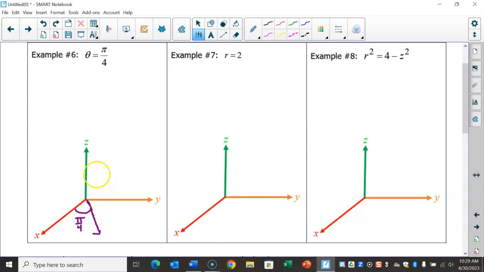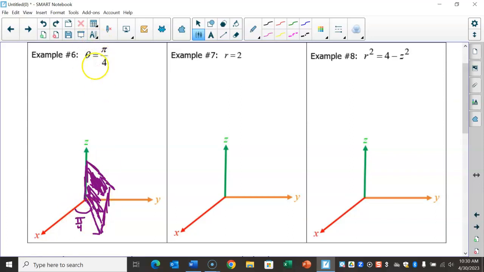We could literally go all the way around the z-axis to make ourselves a circle. But in this particular example, we only want to know what this looks like when theta equals pi over 4. Since this is cylindrical, we are going to create a three-dimensional shape. And I apologize for my horrible graph here, but it's going to create this nice little plane. It's a plane coming out of the z-axis, creating an angle theta with the positive x-axis of pi over 4. And that's what the graph is going to look like.